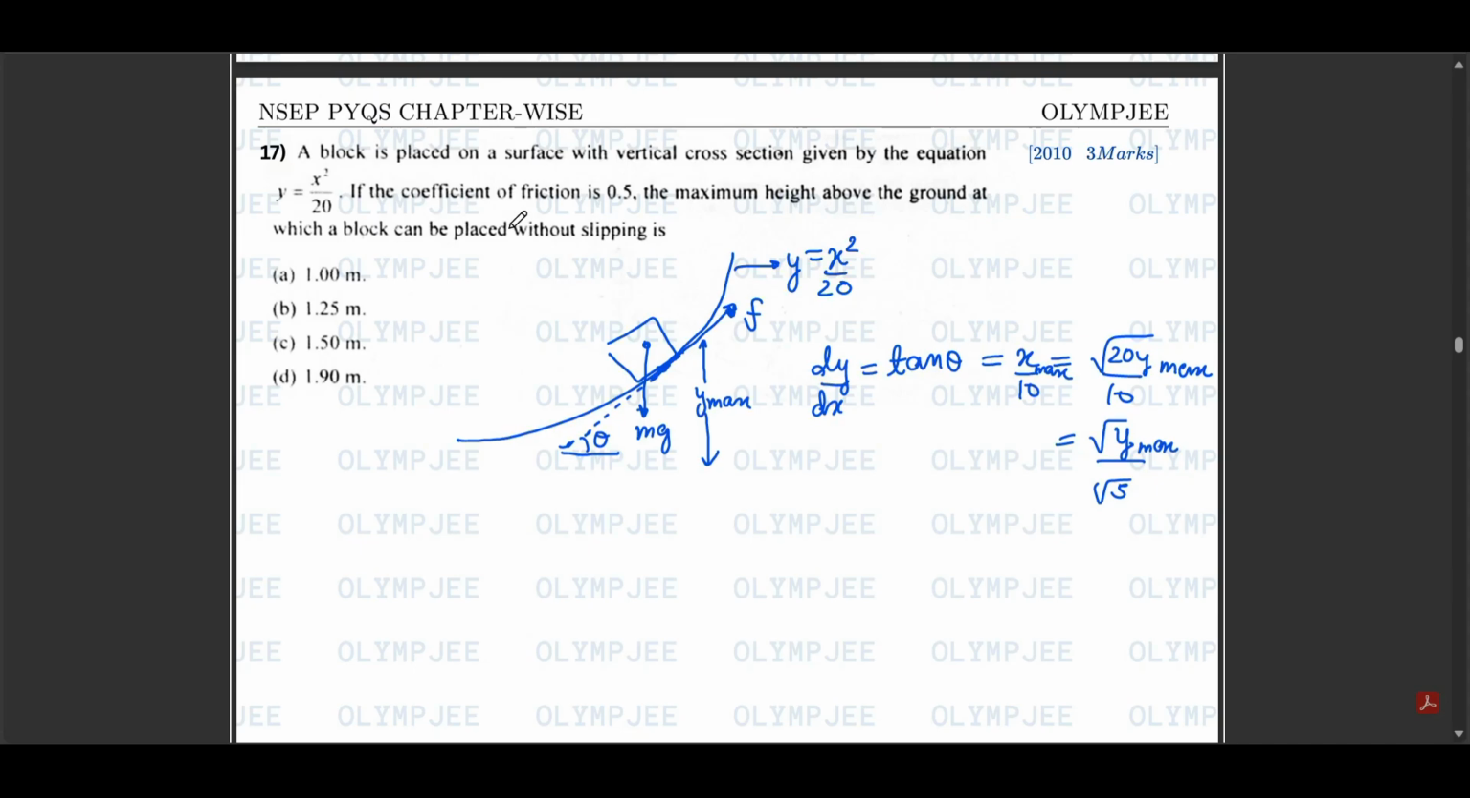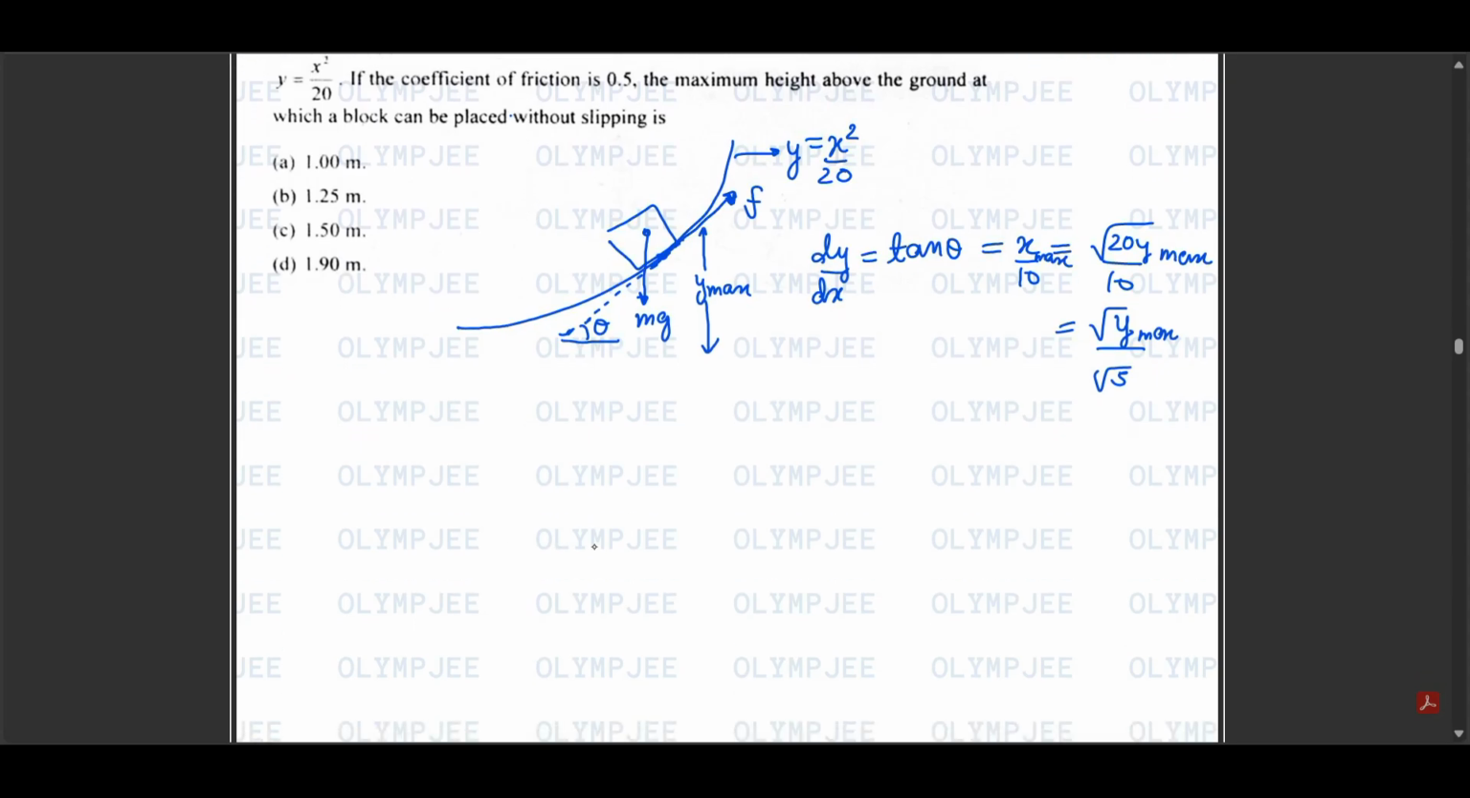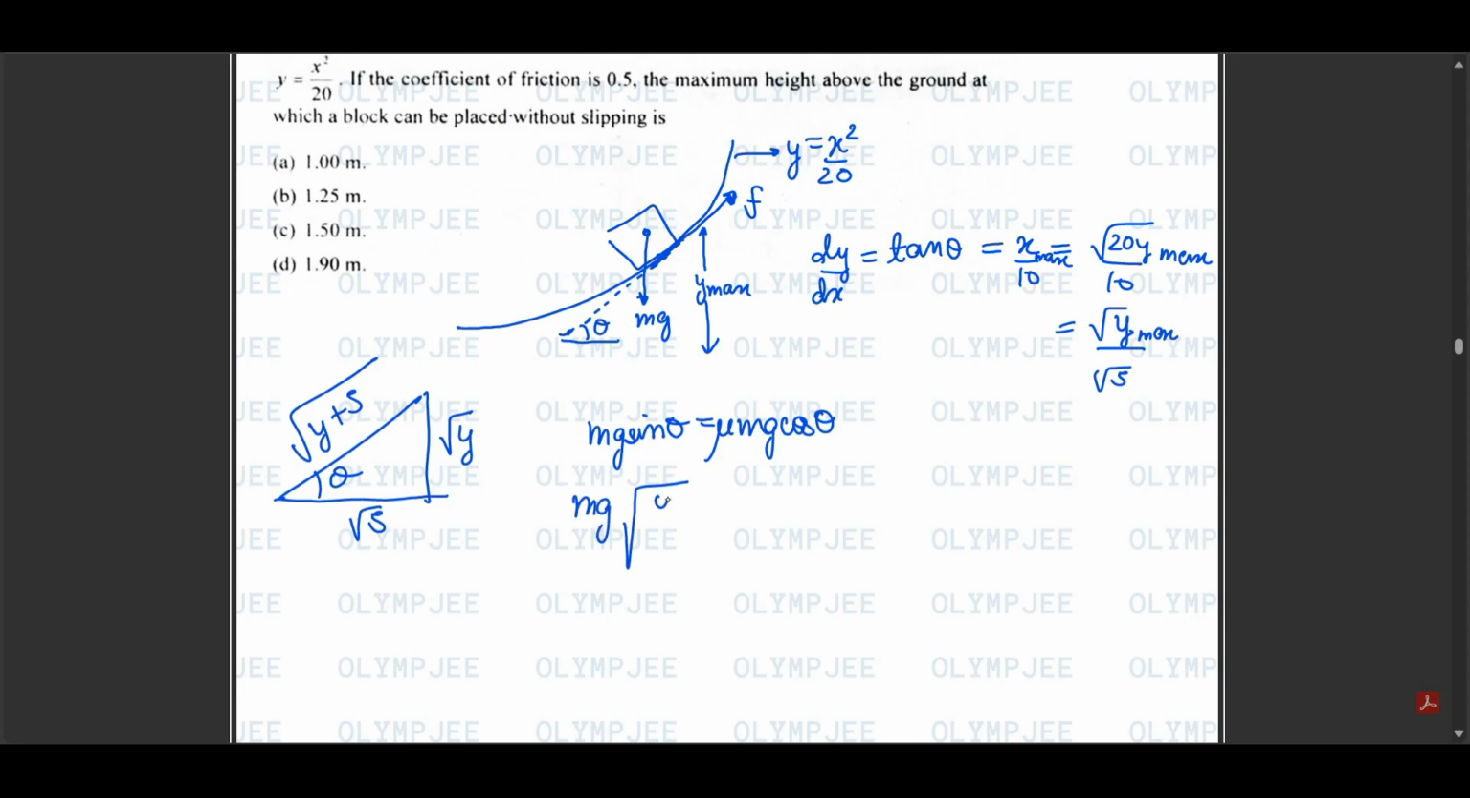So mg sine theta is equal to mu mg cos theta because the block is not slipping, and this is the triangle that we obtained. So this will be y plus 5. So from here we can substitute sine and cos. Mg y by y plus 5 is equal to half mg root 5 by y plus 5.